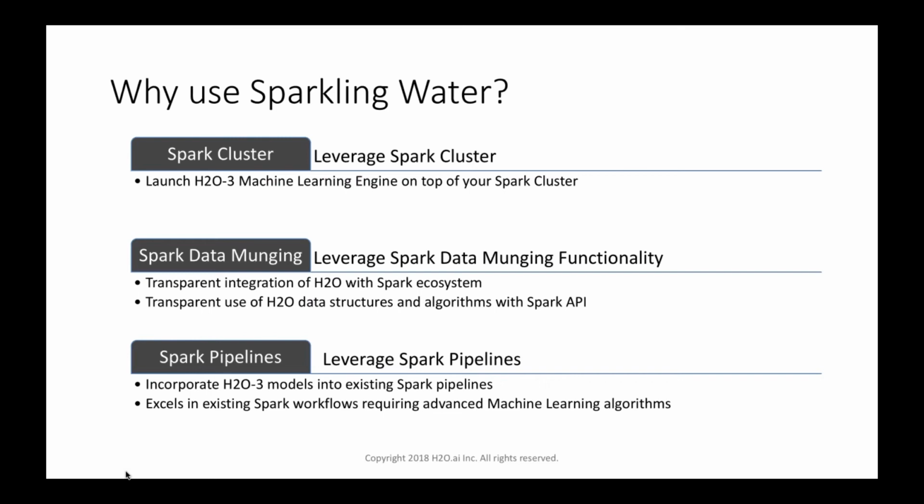We offer functions that allow you to seamlessly toggle between a Spark data frame and an H2O frame. What this allows you to do is use Spark for its data munging capabilities, and then you can convert that Spark data frame to H2O to train an H2O model on it.